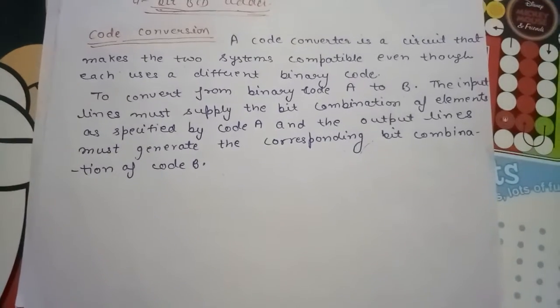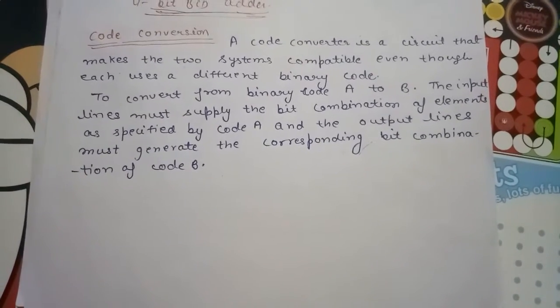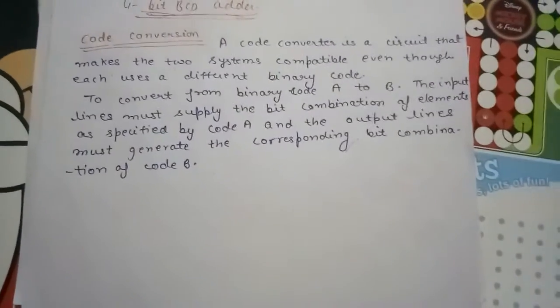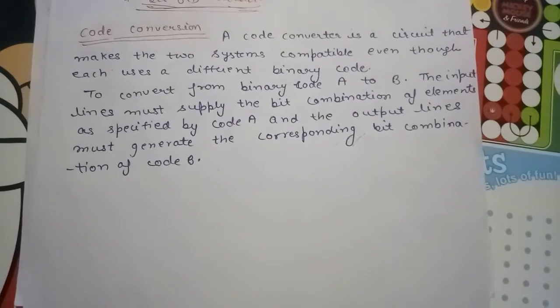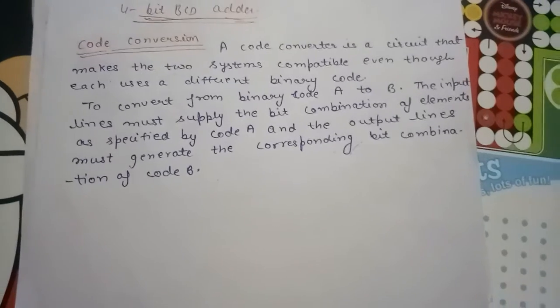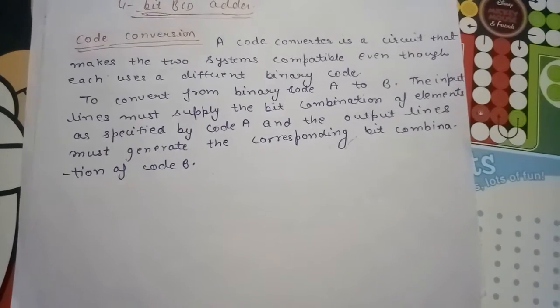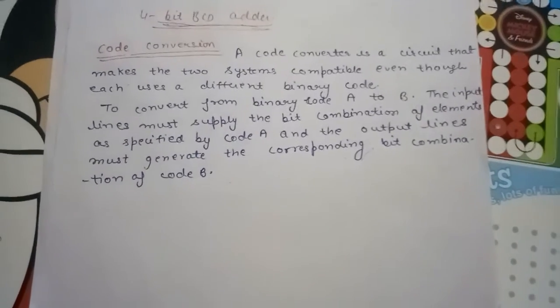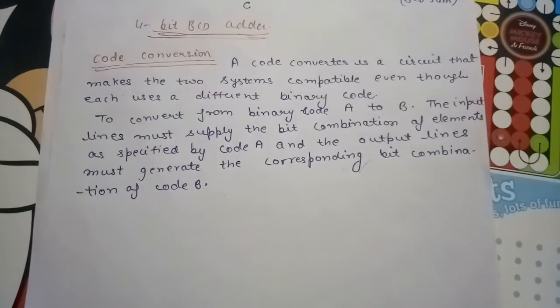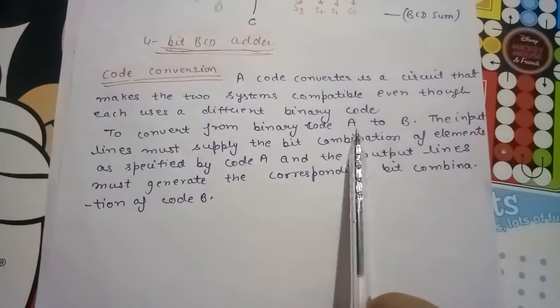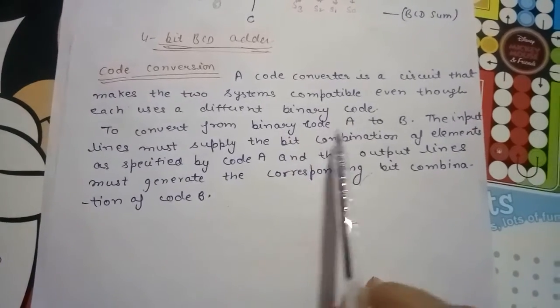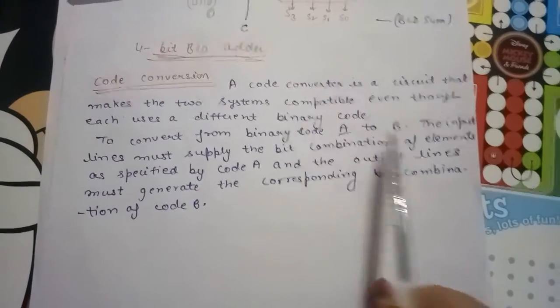Hello, here we are discussing the topic code conversion, or the code converter. A code converter is a circuit that makes two systems compatible even though they use different binary codes. If two systems are using different binary codes, then code conversion will make the systems compatible by converting from one code to another, right? For example, we are converting from binary code A to B.